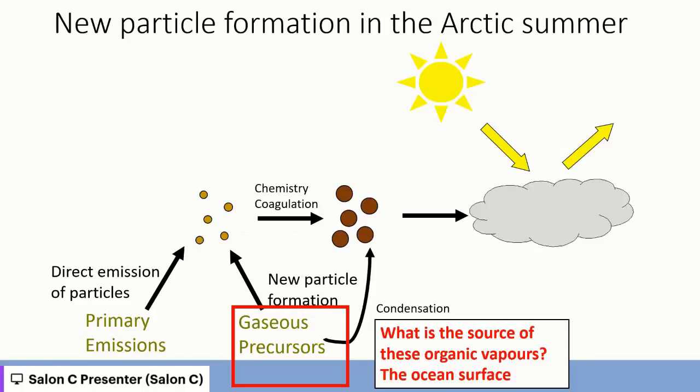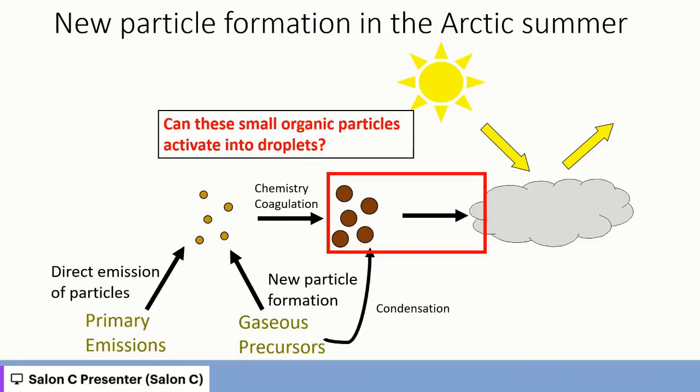So I think we can say that one way that we can be getting these organic vapors is from the ocean surface. So now we know that there are gases coming from the ocean surface, and they oxidize and form new particles. But we know that these particles are mostly organic and they don't grow very large. Do they actually grow large enough that they can turn into cloud droplets? Can they actually activate as CCN? Because if they don't, then it doesn't matter from a climate point of view.